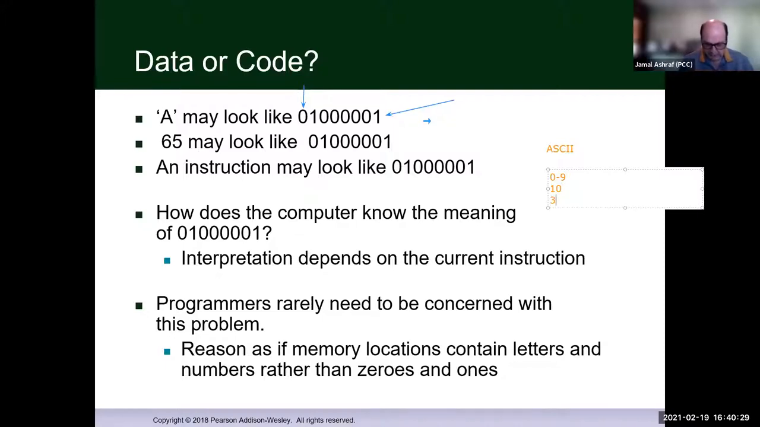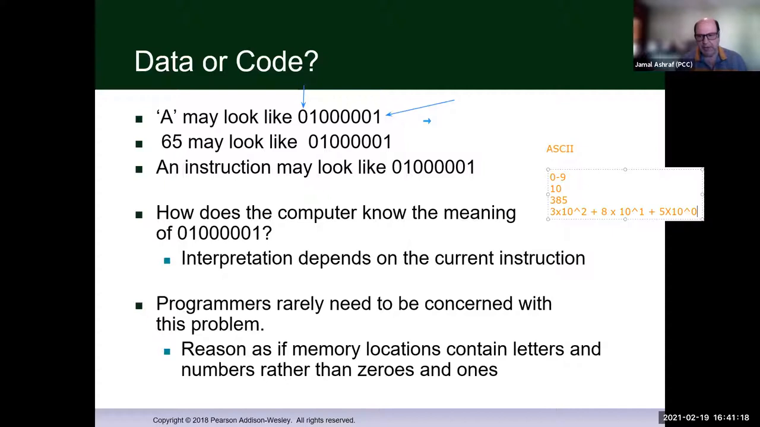So if I have 385, what I do is I say it is 3 times 10 to the power of 2 plus 8 times 10 to the power of 1 plus 5 times 10 to the power of 0. So as I go from right to left, my digits are going to be multiplied by 10. So 10 to the 0, 10 to the 1, 10 to the 2, 10 to the 3. That's the way we use the regular numbering system, base 10.